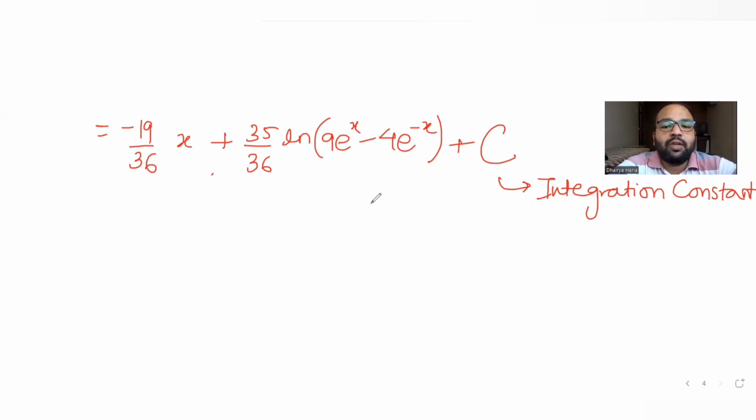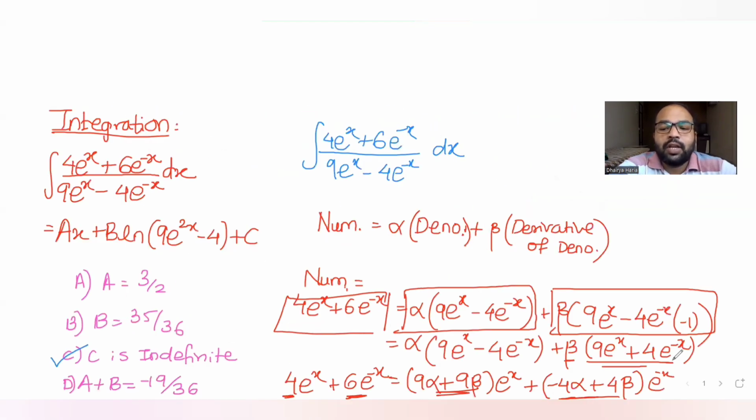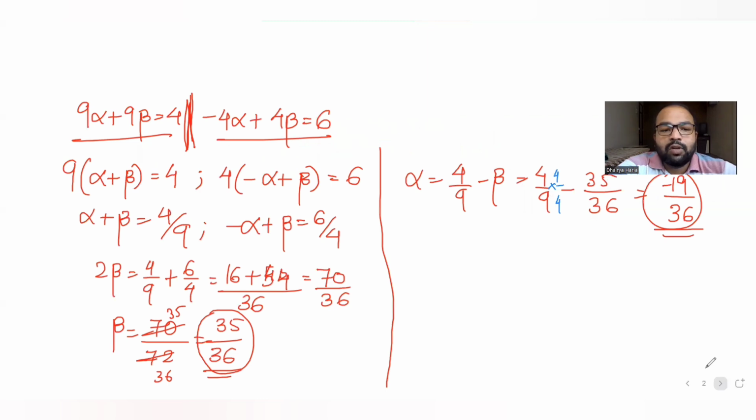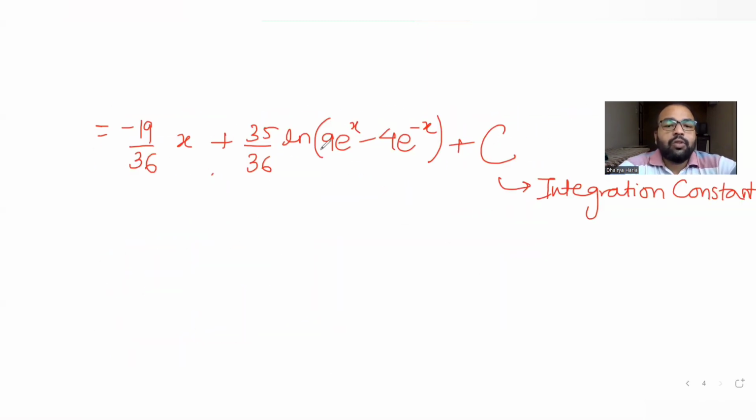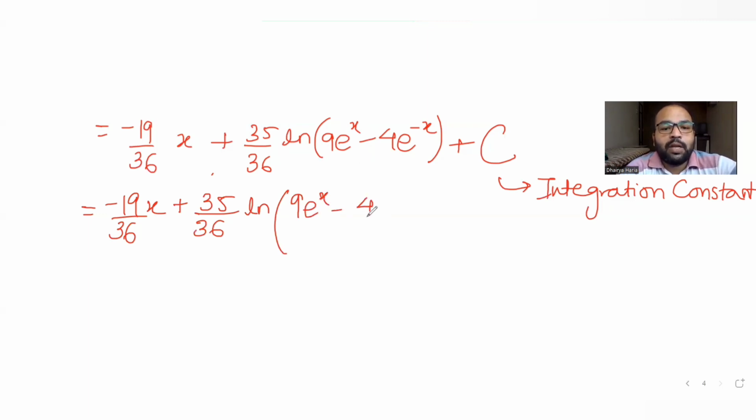Now let's try to solve this further and convert this entire expression into the form given in the question, that is ax plus b log of 9 e raised to 2x minus 4 plus c. So let's try to convert this in terms of 9 e raised to 2x minus 4. If I do that, minus 19 by 36 x plus 35 by 36 log, this I can write as 9 e raised to x minus 4 upon e raised to x, plus c. Now we need to convert it into that form, so let's do that.